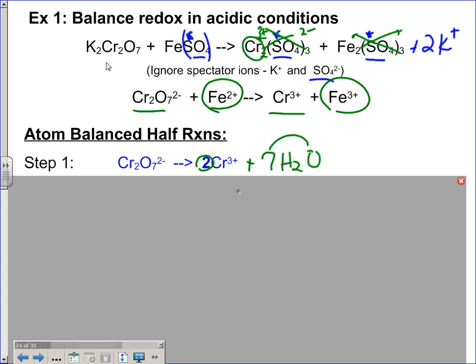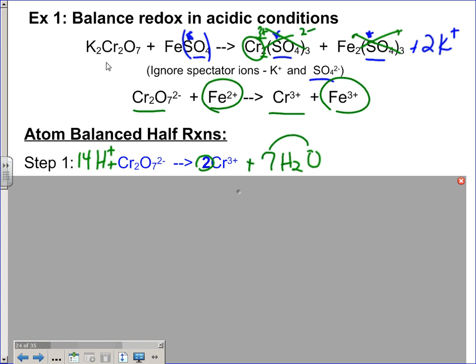How do I add H's? H+. With H pluses. How many H's on the right side? 14. So I'm going to add 14 H pluses over here. It's just back and forth, back and forth. Okay. Now technically I have my chromiums balanced, my oxygens balanced, and my hydrogens balanced. The next thing to do is to balance your electron charges.